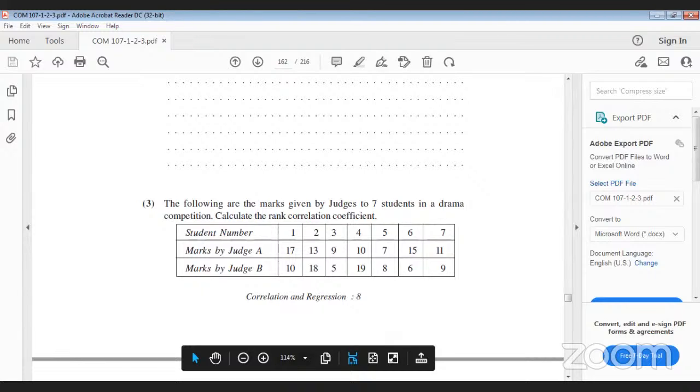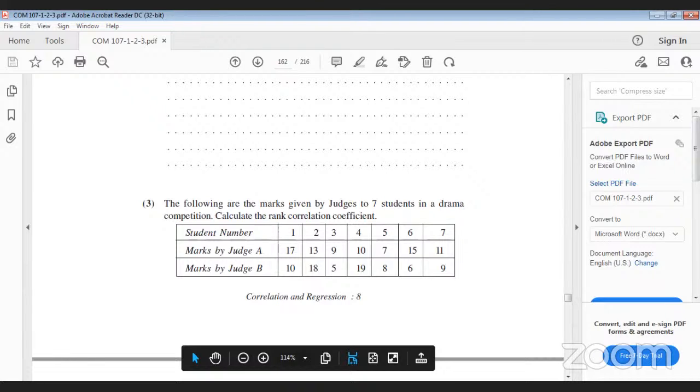In the third column, we rank the numbers given by judge A. The highest number is 17, it has first rank. The second highest is 15, it has second rank. The third highest is 13, it has third rank. The fourth highest is 11, it has fourth rank. The next highest is 10, it has fifth rank. Then the next highest is 9, it has sixth rank.